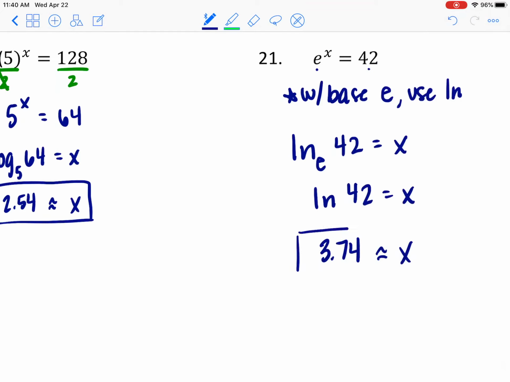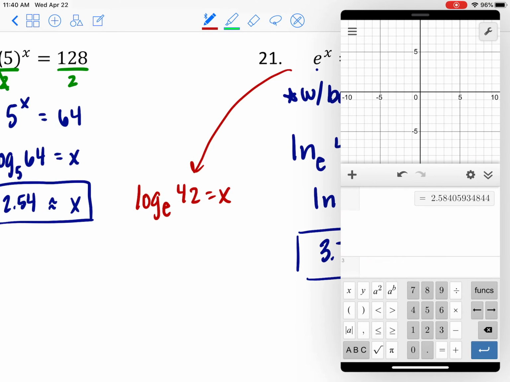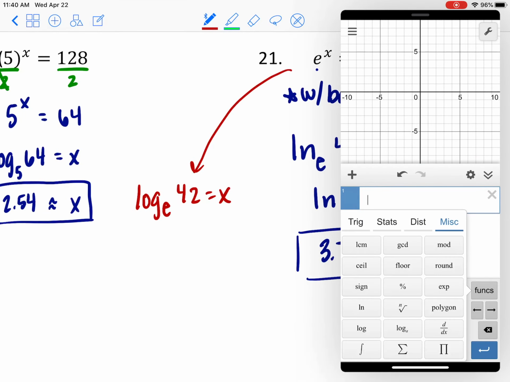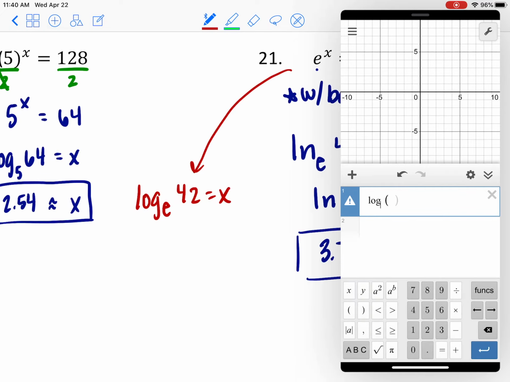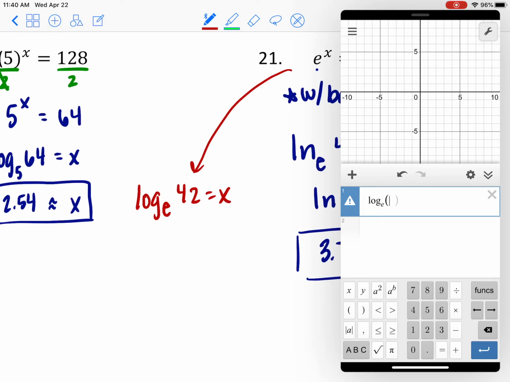So my calculator is really just a couple buttons here. I'm going to hit natural log of 42. It's 42, right? Yep, so my answer is about 3.74. This is about 3.74. Okay, now you can use the common log if you want. Let me just show you an alternative here. If I use the common log, base e of 42 equal to x, this should still work. It's just preferred to use natural log because natural log is already base e, but this will still work.